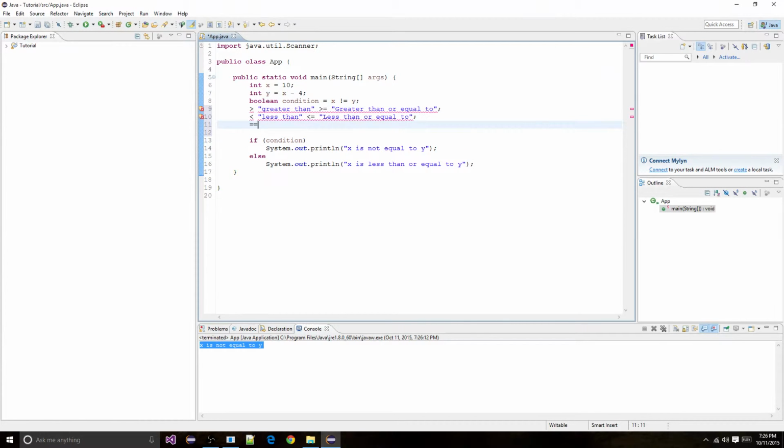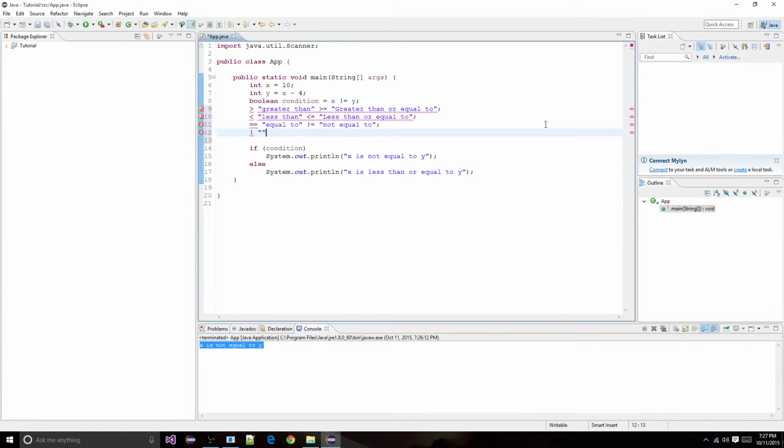Then there is equal to. And then not equal to. And then there is the not operator, which will take any condition after it and flip it around. So false becomes true, true becomes false. Can't stress that enough. So basically, is not something. So basically not false or not true.